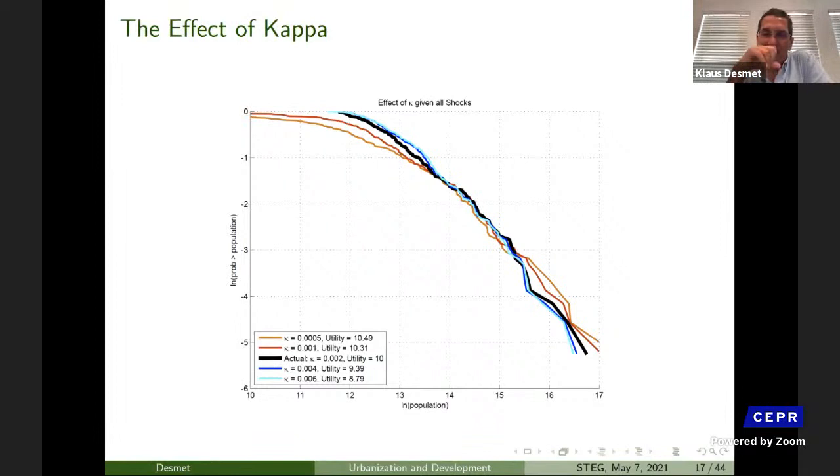If I increase commuting costs, who is that going to be bad for? Well, that's typically going to be bad for cities where there's a lot of commuting, right? So that will be bad, let's say, for the bigger cities. And so higher kappa would tend to make the bigger cities smaller and the smaller cities bigger. That explains why the light blue curve is steeper than the red one. So the red one is for lower commuting costs. It's not as costly to be big, so I see a more dispersed city size distribution. For higher commuting costs, I see a less dispersed city size distribution. Okay.